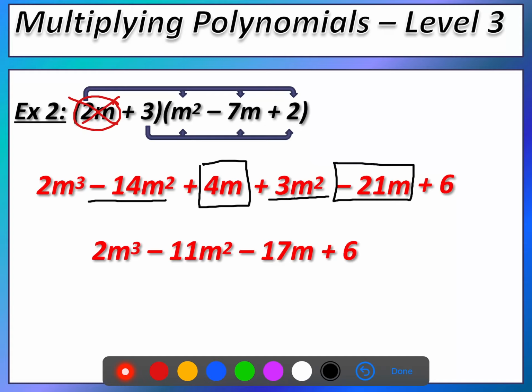So those are the 3 types of problems for multiplying monomials.